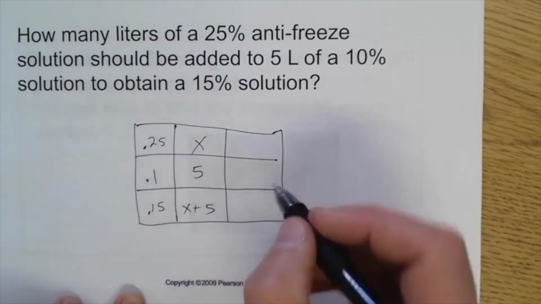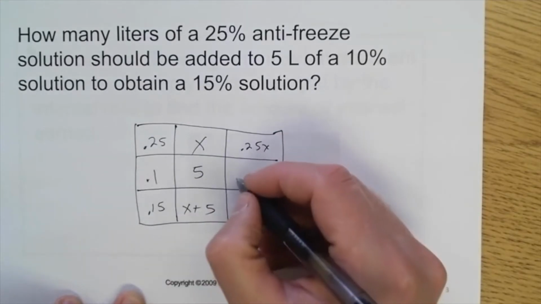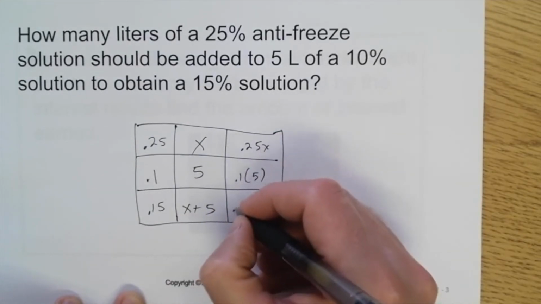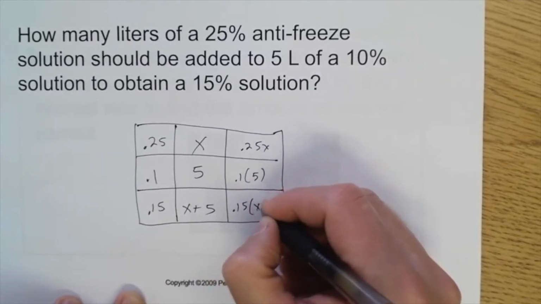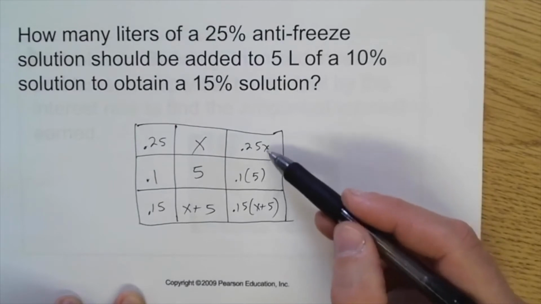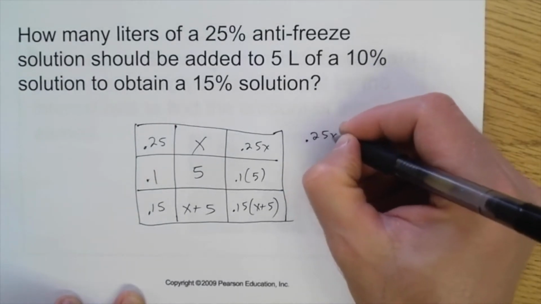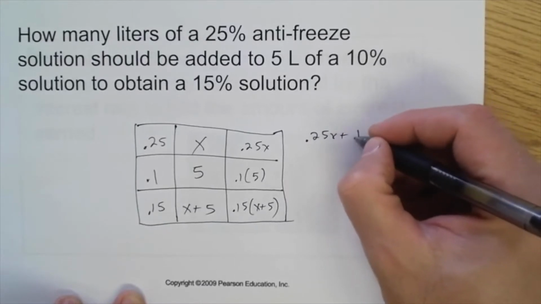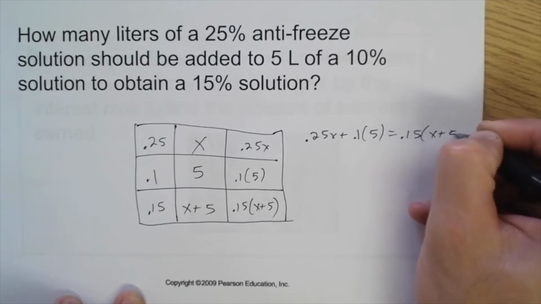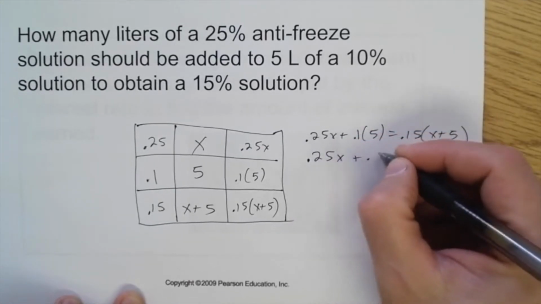Okay, so again, I multiply the columns across. I have 0.25x, 0.1 times 5, and then 0.15 times x plus 5. And so again, the equation, the top two boxes added together equals the third box. So 0.25x plus 0.1 times 5 equals 0.15 times x plus 5. All right, so work through it here.